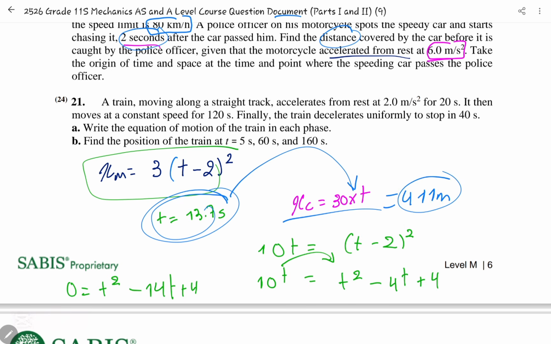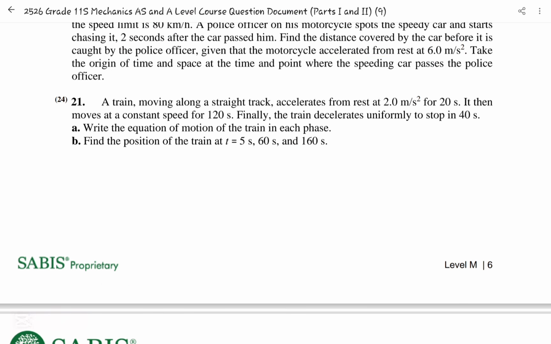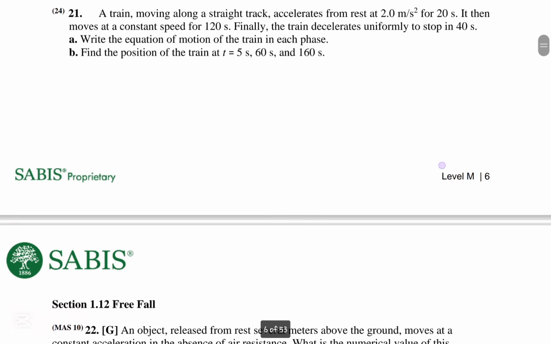So it travels a distance of 411 meters before being caught. Okay, that's it for question 20. Now we'll move on to question 21.